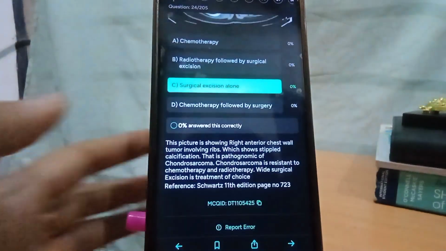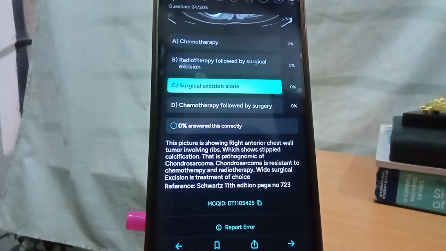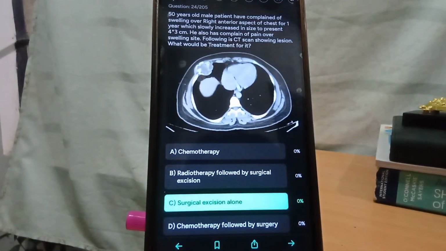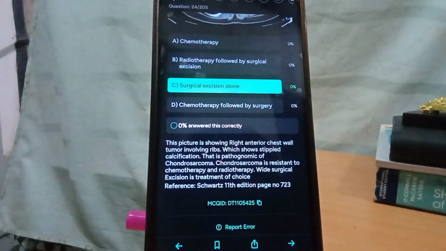So this picture shows a right anterior chest wall tumor involving ribs, which shows stippled calcification. That is pathognomonic of chondrosarcoma. Chondrosarcoma is resistant to chemotherapy and radiotherapy. Any tumor involving the chest wall with ribs with stippled calcification, the chemotherapy or radiotherapy doesn't work. So we have to do surgical excision.